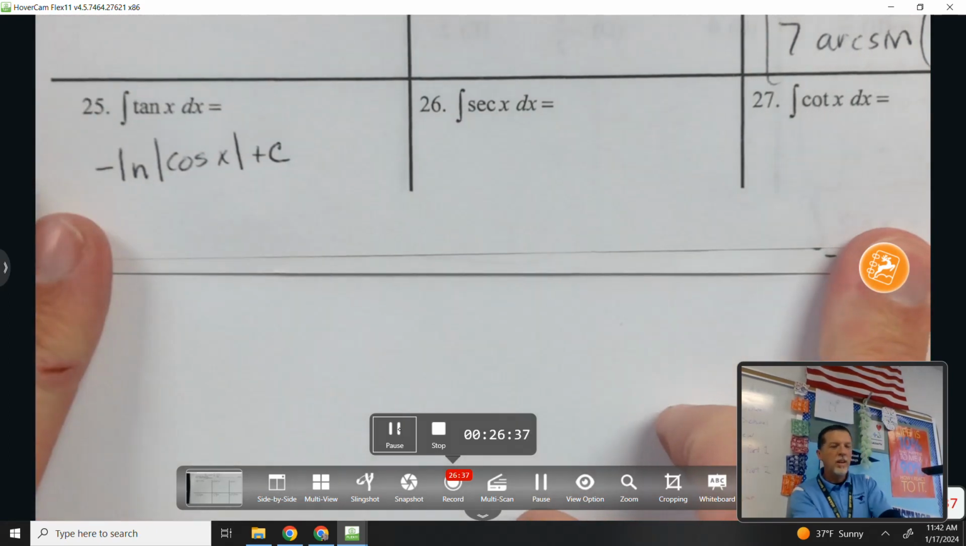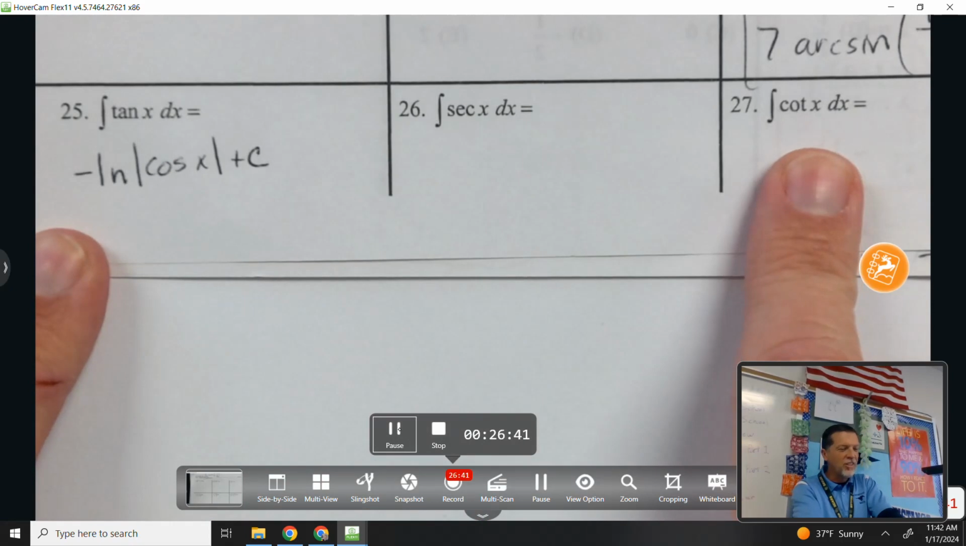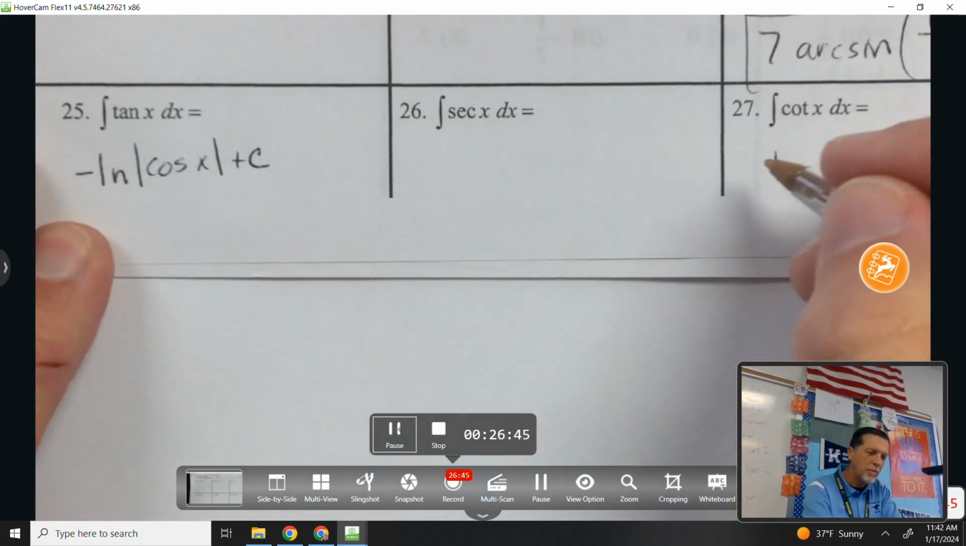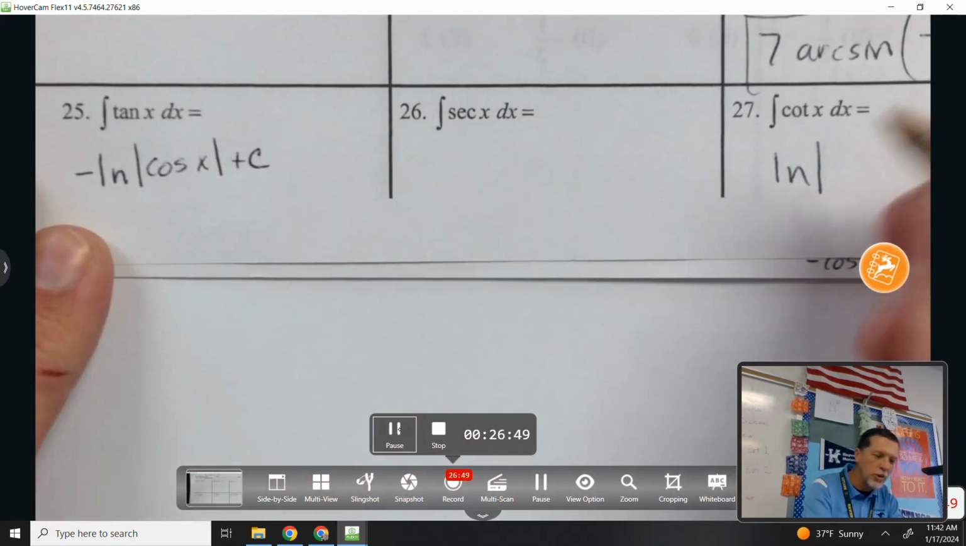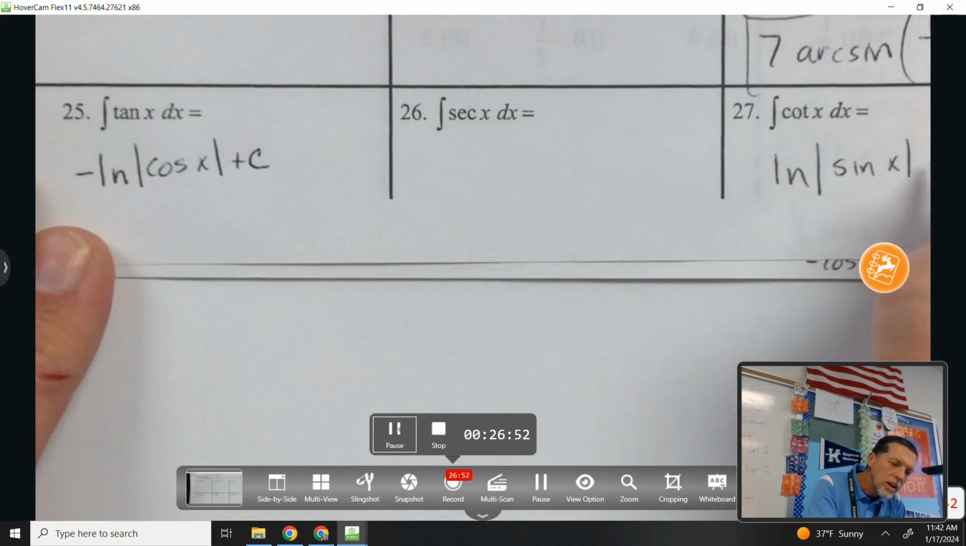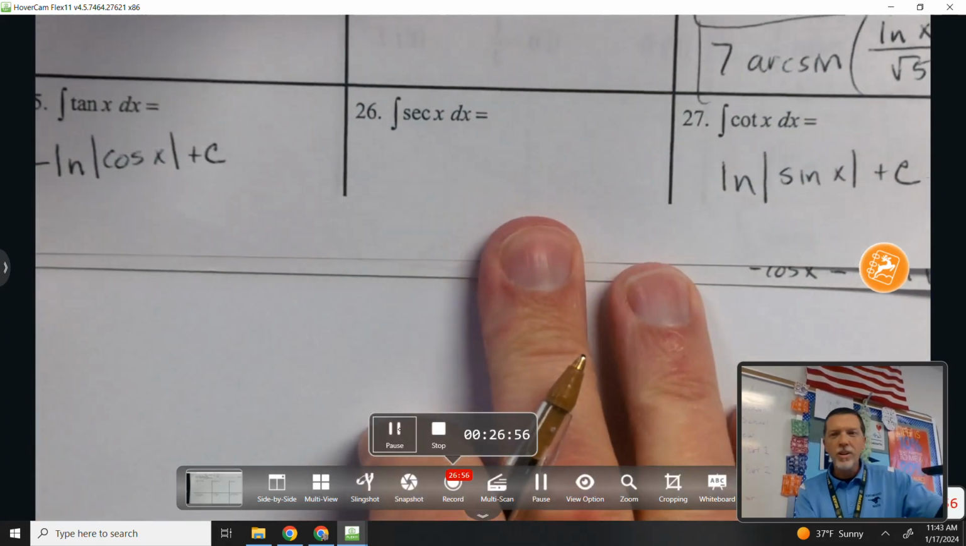If I do that one first, how do I change it to do the cotangent? Yeah, take the negative away or change it. Change the negatives and change the cos and the not cos. Again, I really don't have cotangent memorized. I would do tangent first.